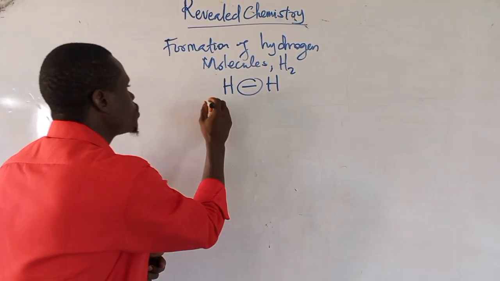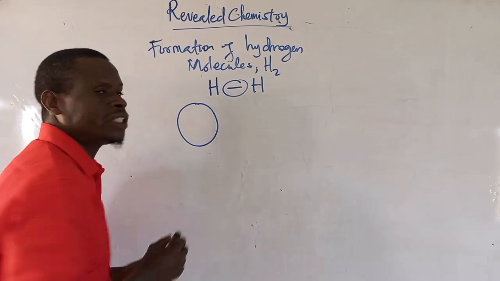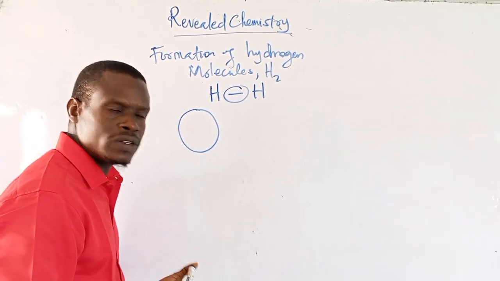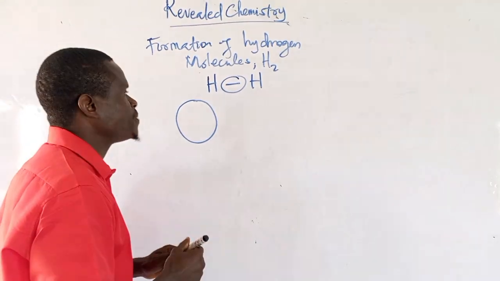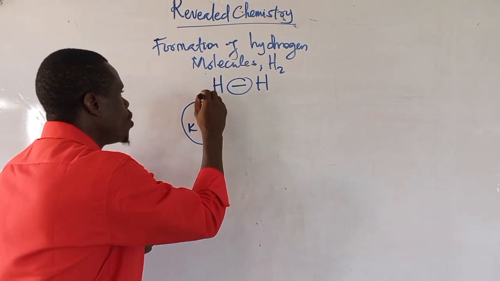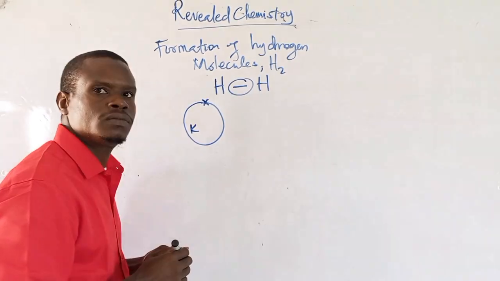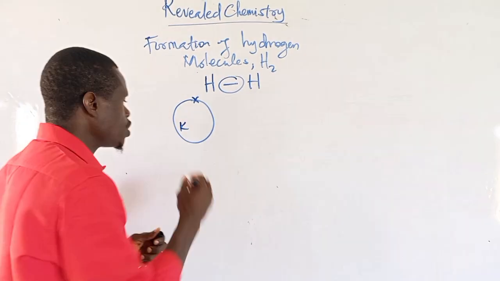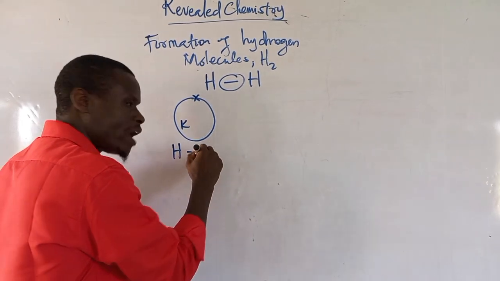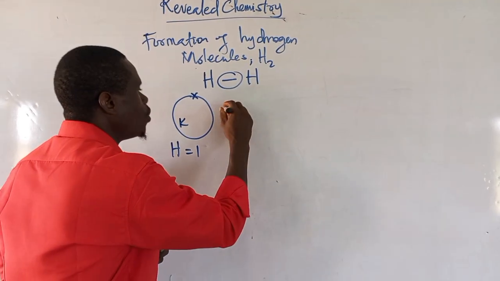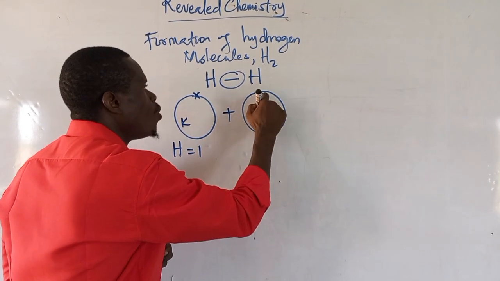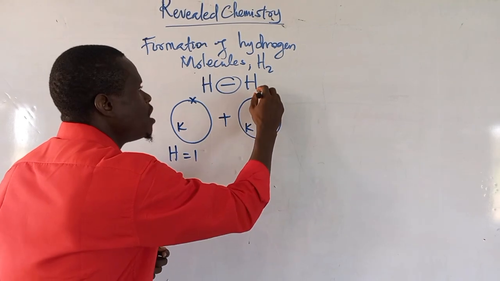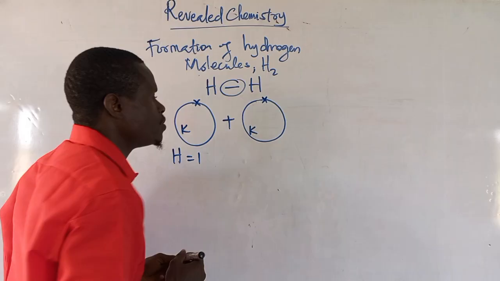But here, you will use what we call quantum shells to illustrate it. In the quantum shell, K will take a maximum of 2 electrons. But in respect to the hydrogen atom, K here will be existing as 1 electron. That is for the K shell. And since it's 2 hydrogen atoms, you have H equals 1 here, plus another K shell, because you're working on 2 hydrogen atoms. So here is another K shell, and K here stands for 1 electron.